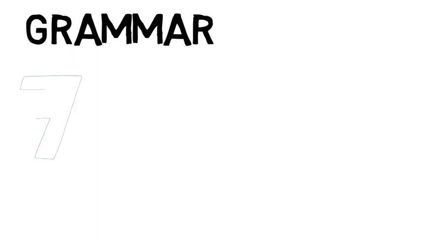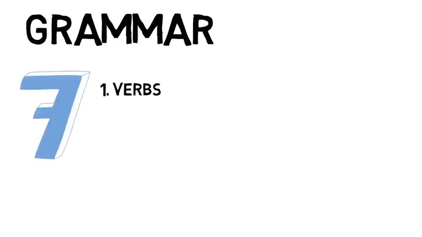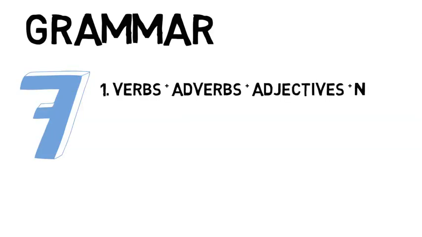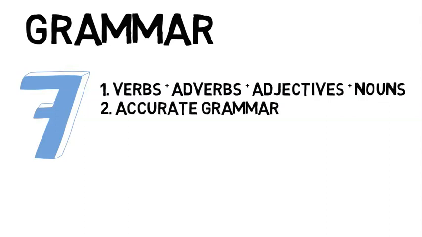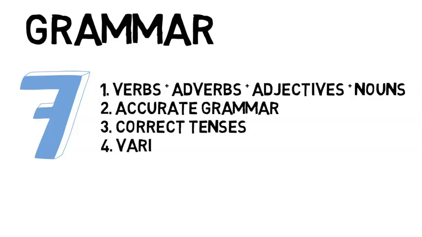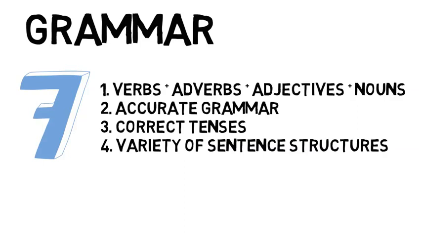To get a 7, you need to 1. Use a mixture of verbs and adverbs and adjectives and nouns. 2. Have accurate grammar. 3. Use the correct tense. 4. Use a variety of sentence structures.